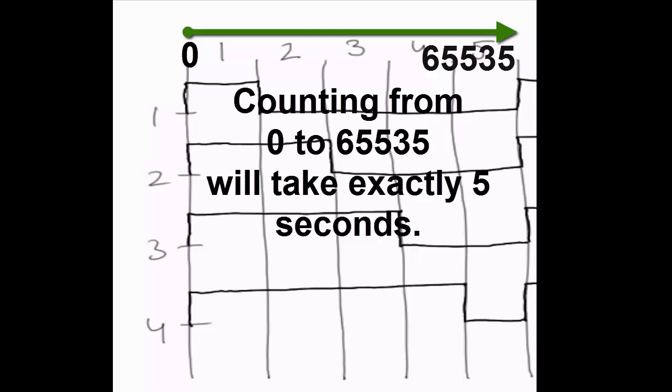So at the start of the first second the counting will be 0, and at the end of the 5th second the counting will be 65535. And if you remember, this is the maximum value that can be counted. After this it will be again 0. So every 5 seconds the counting will start from 0 to 65535.